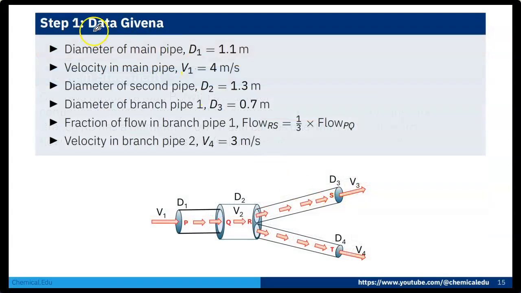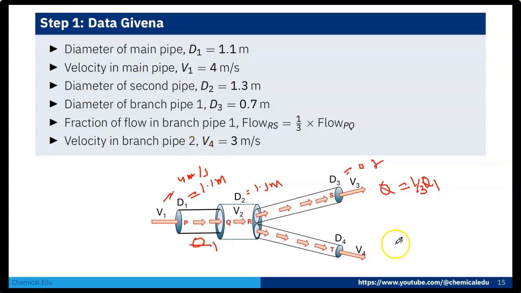Now the data given: D1 is 1.1 meter and V1 is 4 meter per second. D2 is given, that is 1.3 meter. The diameter of branch pipe 1, D3, is given as 0.7. The flow rate is given as Q3 equal to 1/3 of Q1, and V4 is given as 3 meter per second. These are the data given.